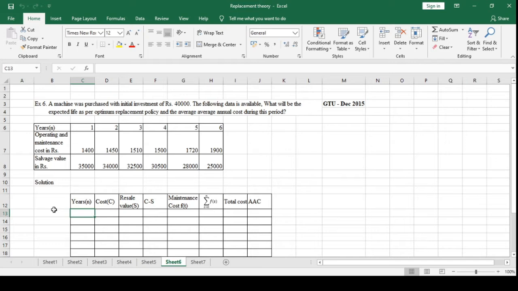In the column of years you will write down 6 years, because in the question data for 6 years is given. So 1, 2, 3, 4, 5 and 6. Now the second column is related to the cost. Cost is your initial cost, that is 40,000. So we will write down 40,000 in each and every year.